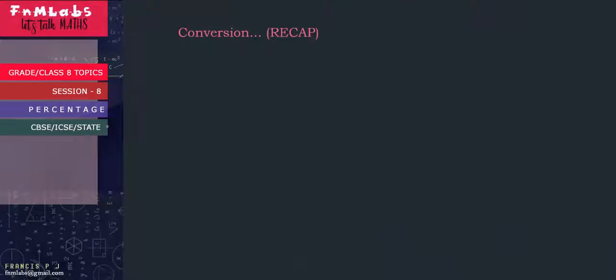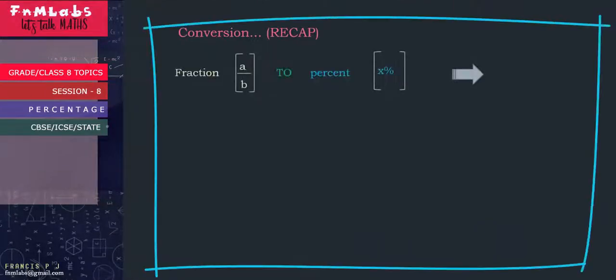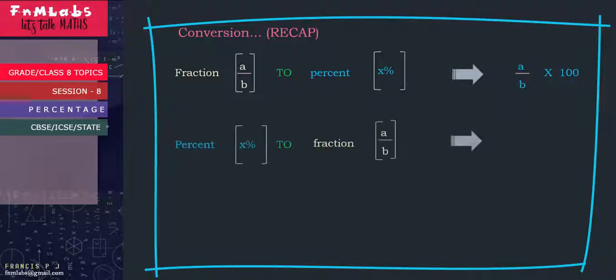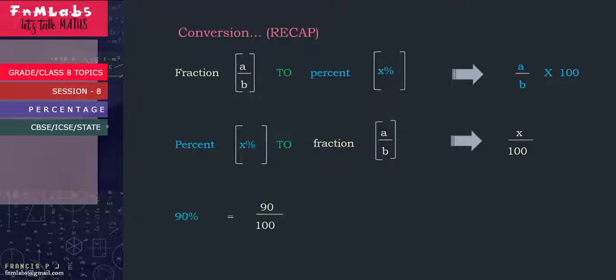So in brief, to represent a fraction as a percentage, you need to multiply the fraction by 100. Conversely, to represent a percentage as a fraction, you just need to divide the percent by 100. By the way, you can represent percentage either as a vulgar fraction form or as a decimal fraction form.